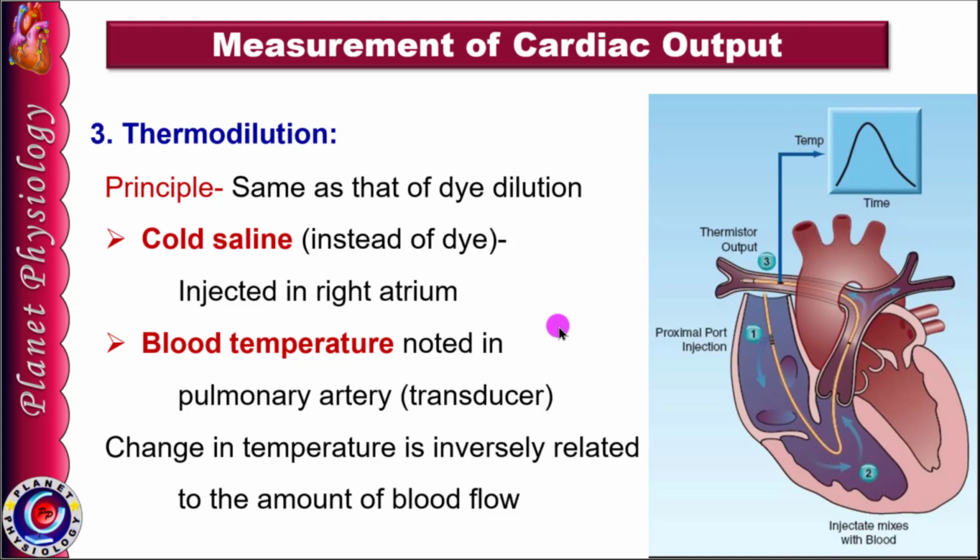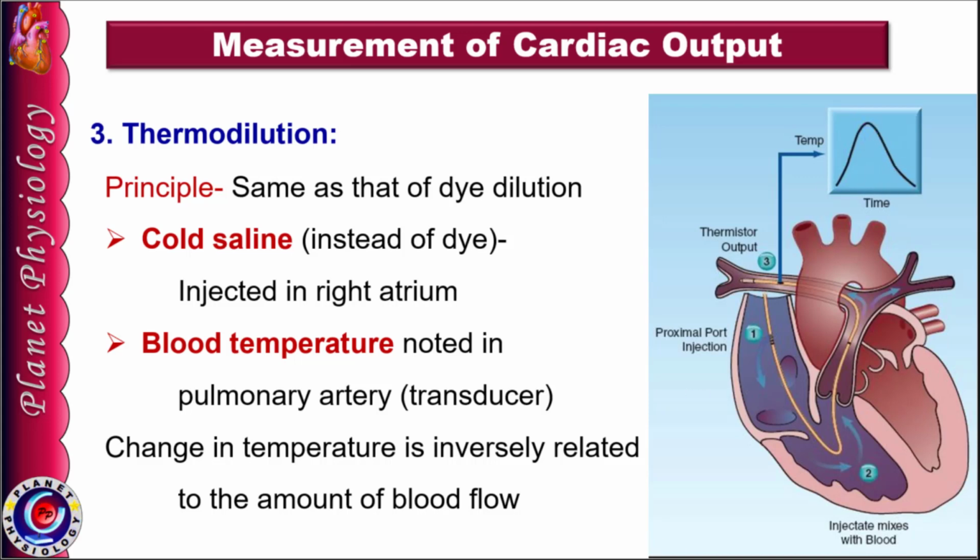So a cardiac catheter is inserted till the pulmonary artery. Cold saline of a specific temperature is injected in the right atrium and blood temperature is recorded by the transducer placed in the pulmonary artery. Changes in the blood temperature are inversely related to the amount of blood flow.